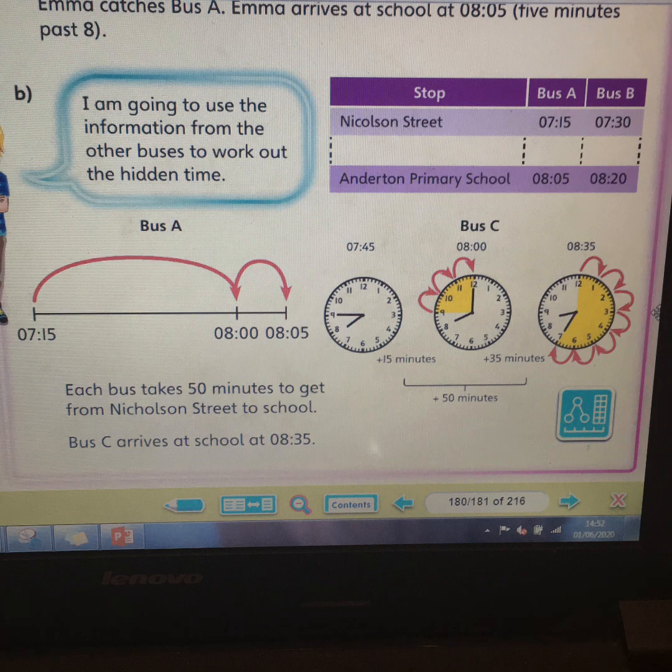Another 45 minutes would take us to 8 o'clock. So that's 45 minutes, but then we need to get to 8:05, so we had another 5 minutes. So it would take 45 add 5, which would be 50. So each bus takes 50 minutes to get to school.